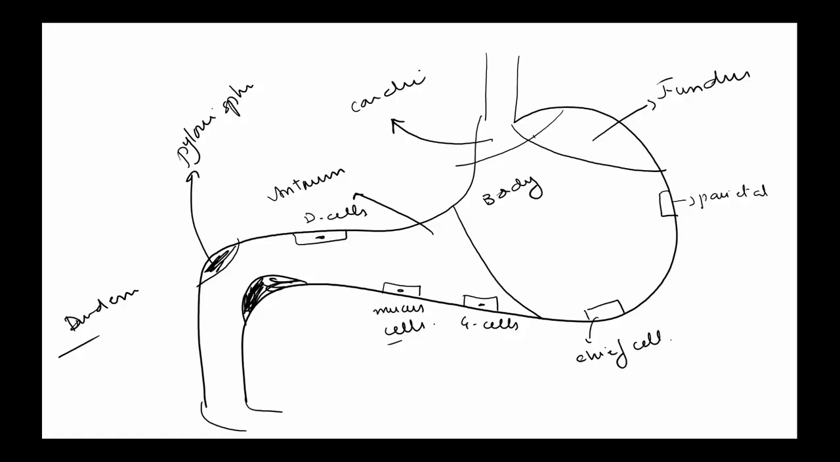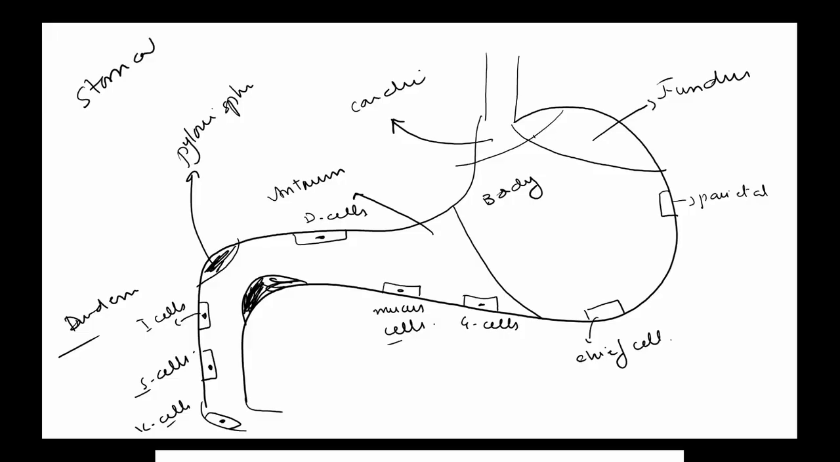Then once we pass beyond pyloric sphincter, there are I cells, S cells, K cells. So these are the most common types of cells. We are looking at the anatomy and physiology of the stomach, and we'll discuss their function one by one. So let's start with parietal cells.